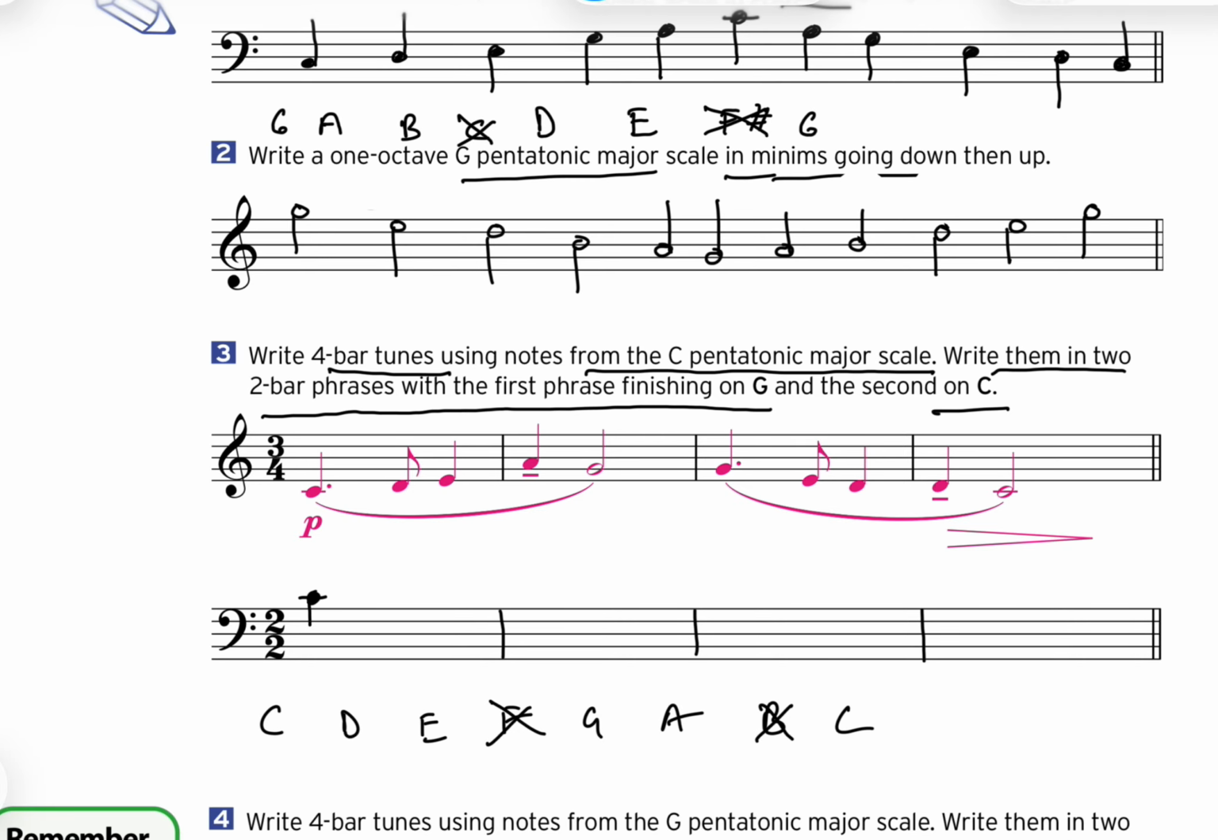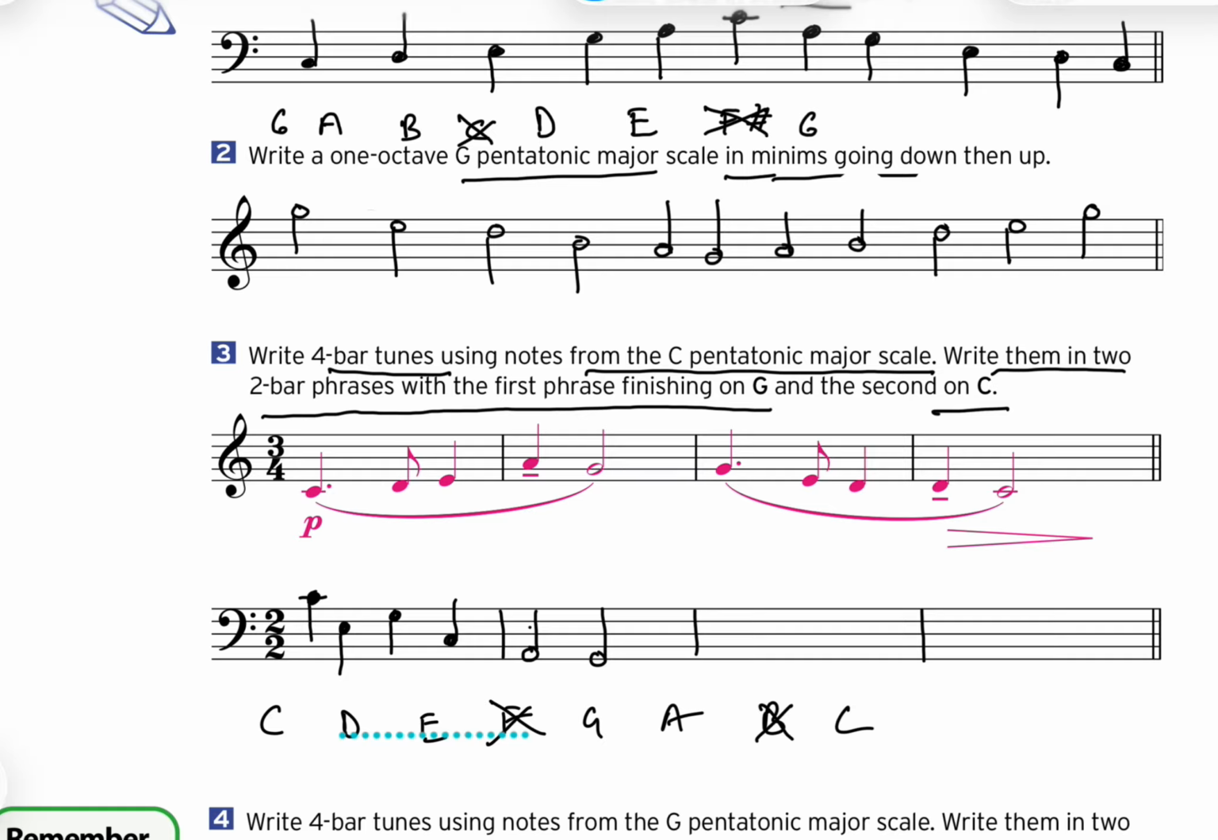Okay, after that let's go to E. Let's go to G. And let's go to C. Then we can go to, let's take one A here and we finish on G here. And that's a minim.